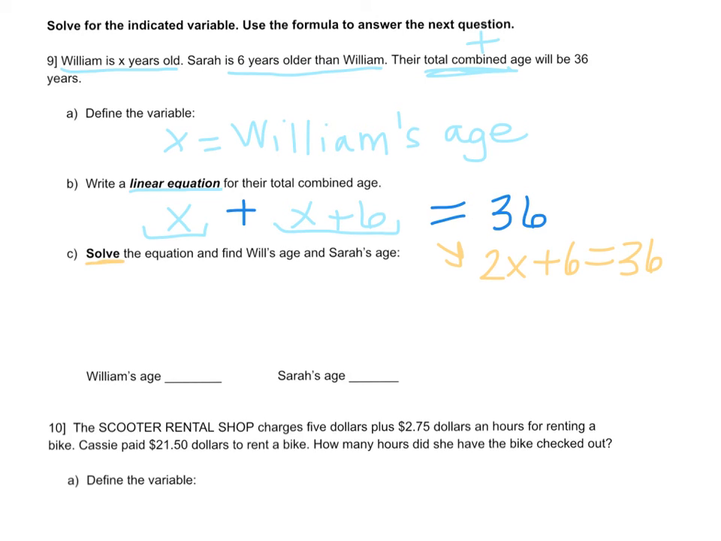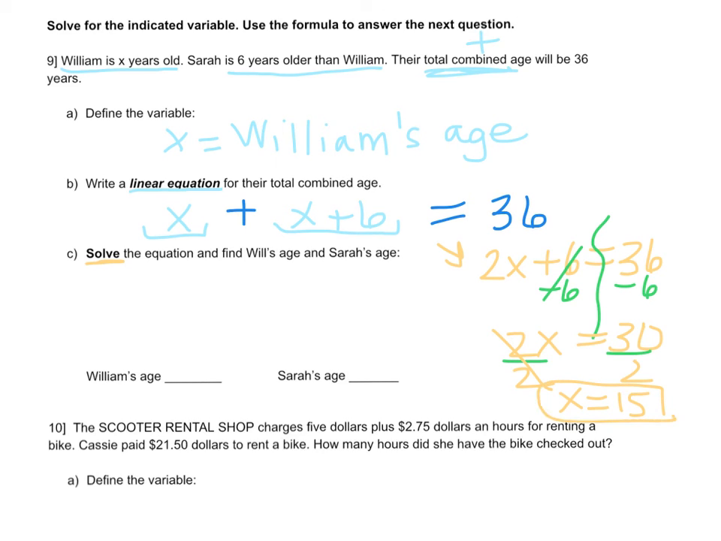Okay, now we're going to solve the equation to find William's age. So let's solve this equation. We're going to subtract 6 on both sides. And we get 2x equals 30. And then our final step, inverse operations. So we're going to divide both sides by 2 to get x by itself, to isolate the variable. 30 divided by 2 is 15. So we said in the beginning, up here, that x is William's age. So x is 15. So William is 15.